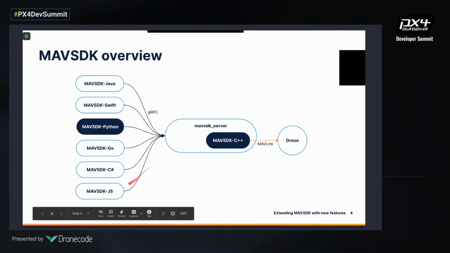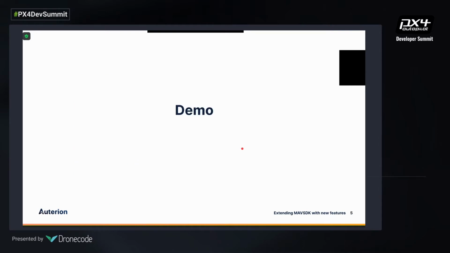Actually, most of this is auto-generated. All the language bindings, all of MAVSDK server, and the header files of MAVSDK C++. So when you want to add a new feature, what you have to do is define it into a proto file, generate the code, and then implement the MAVLink logic here. And that's it for the introduction. So let me directly go into a demo.